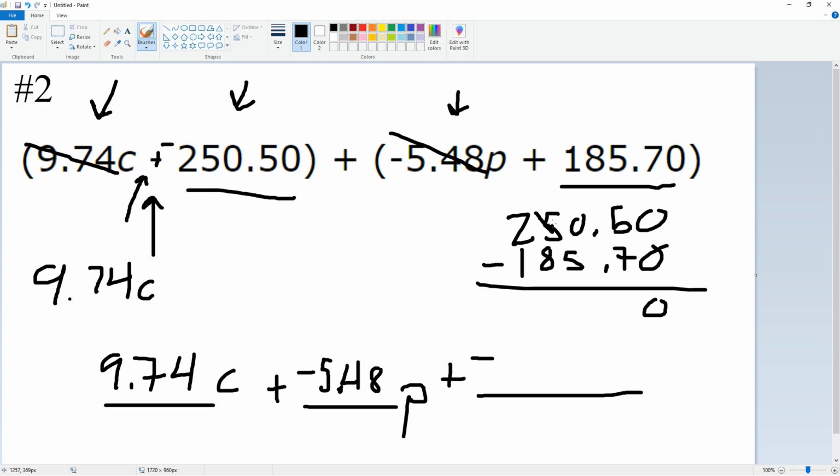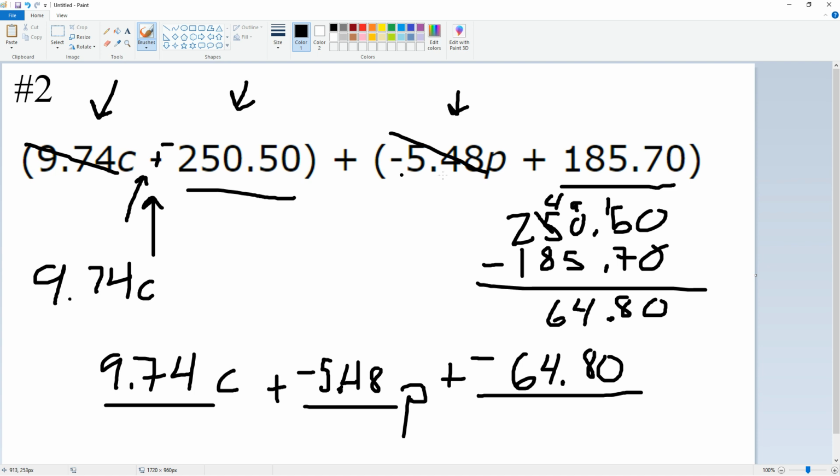Okay, 9 minus 5 is 4. 24 minus, we get 64.8. So negative 64.8. Okay, now if you had, let's see, if you had 436.2 here, you added these two together.